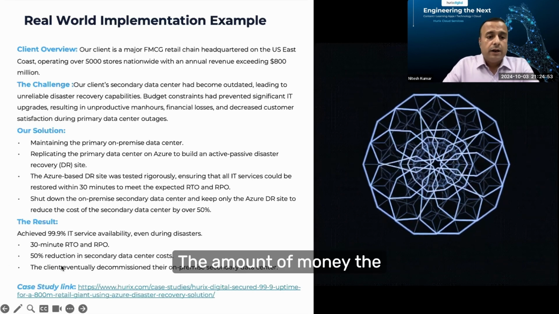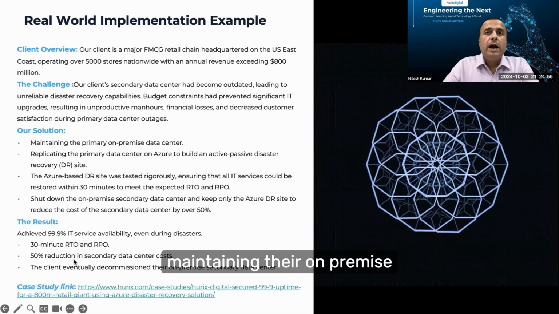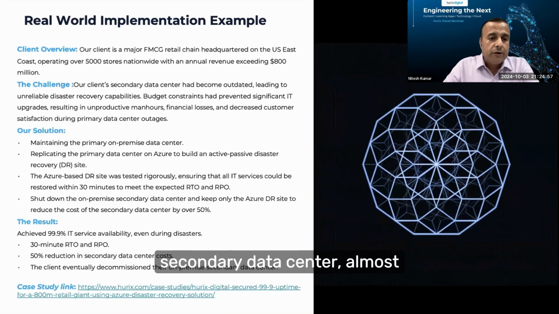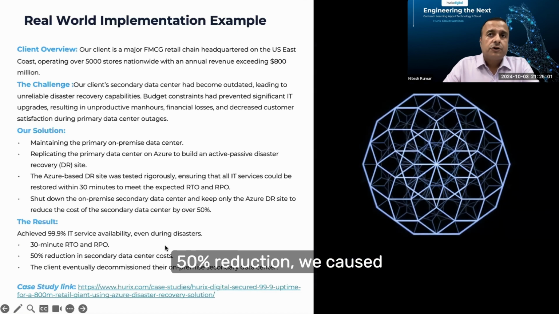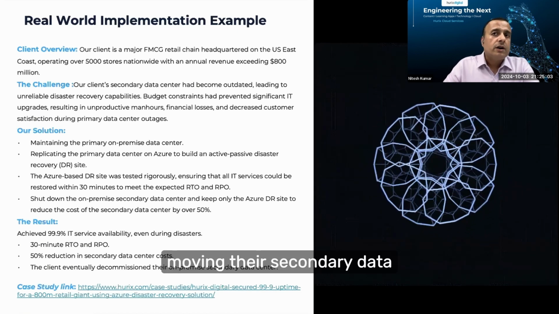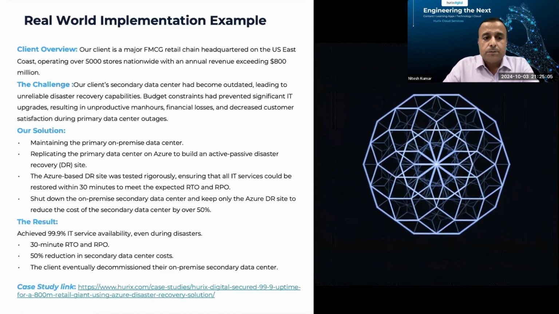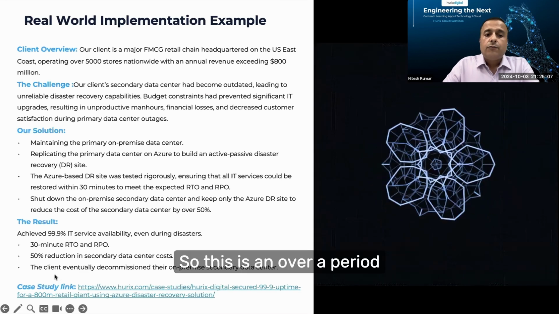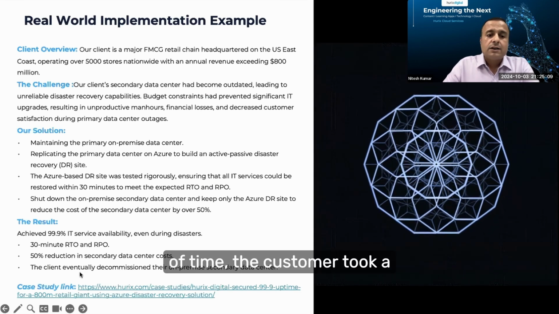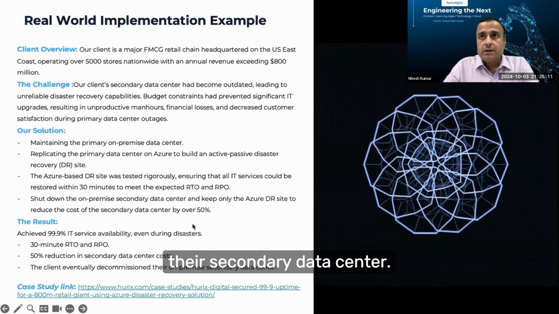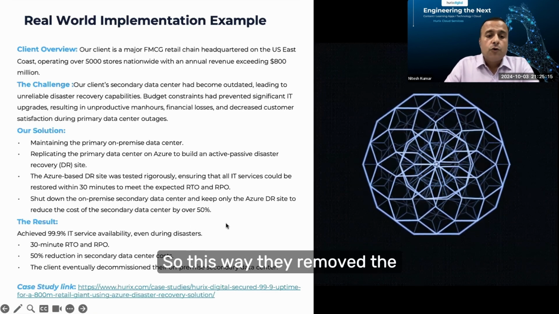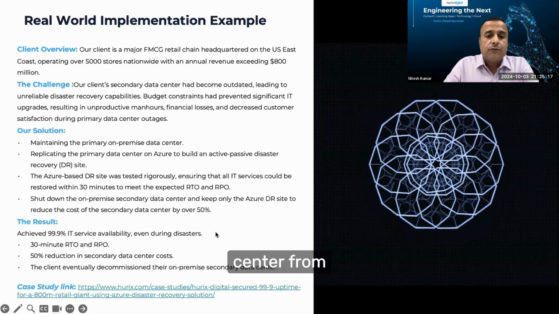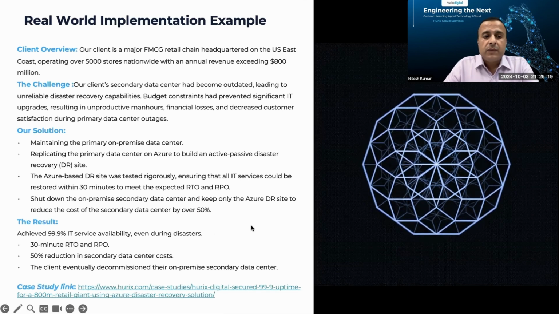The amount of money the customer was spending maintaining their on-premise secondary data center, we caused almost a 50% reduction by moving their secondary data center to Azure. Over a period of time, the customer took a decision to decommission their secondary data center. So this way, they removed the cost of their secondary data center from their IT cost center.